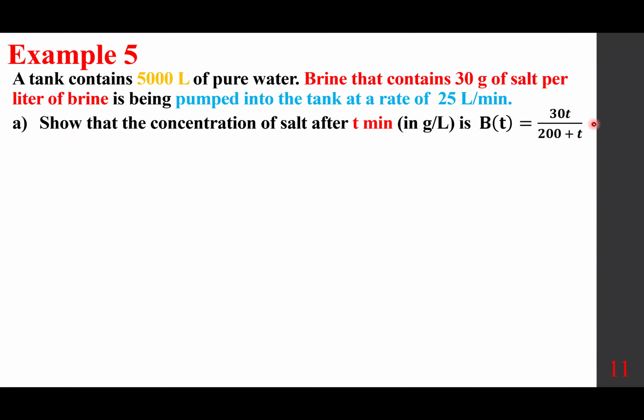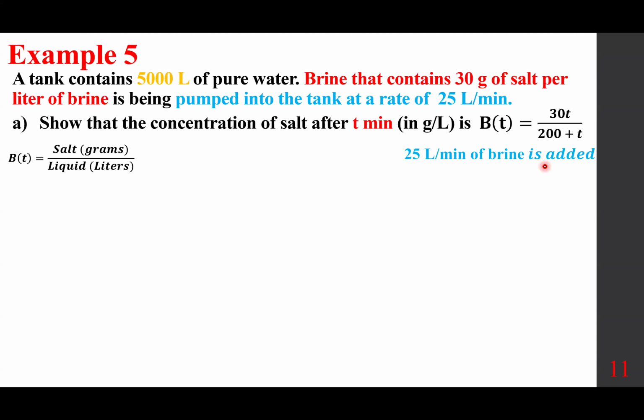So to do so, first and foremost, the concept of a concentration of salt means the amount of salt over the amount of total liquid. That's the meaning of it, and we're going to discuss that. We know that brine contains 30 grams of salt per liter. That means 1 liter of brine has 30 grams. And we are pumping into the tank at a rate of 25 liters per minute. So we are adding 25 liters per minute of brine to the tank.